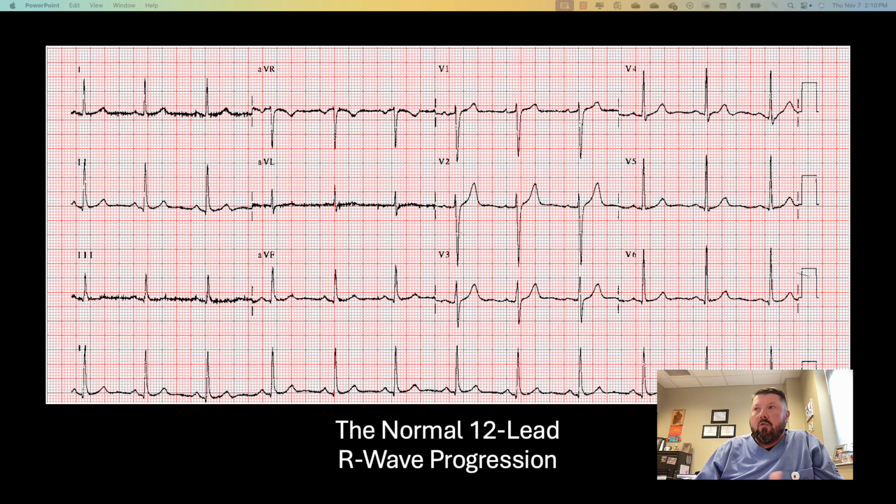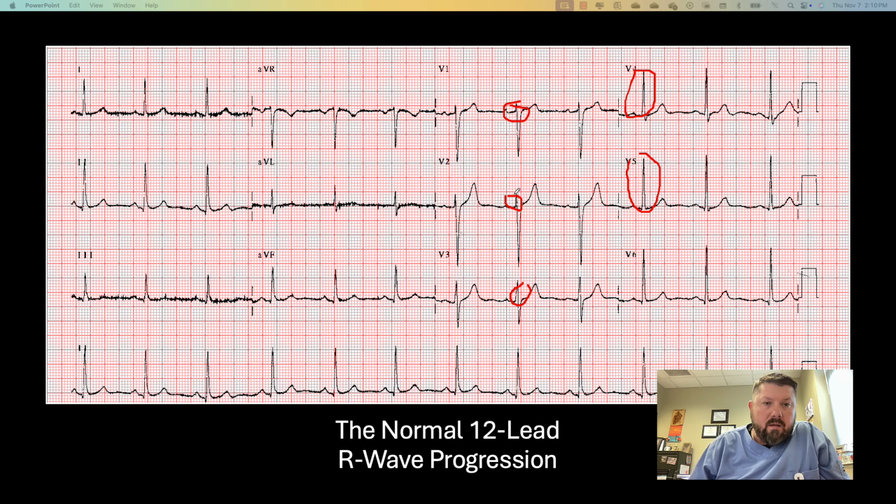So in a normal 12-lead, one thing that we're going to look for is R wave progression. So in V1 through V6, we're going to be looking at R wave progression. The R wave should be small in lead V1, so it is small here. Throughout the precordial leads V1 through V6, the R wave continually gets larger. So we see that it continues to get larger. So this is a good R wave progression, to the point where the R wave is larger than the S wave in lead V4.